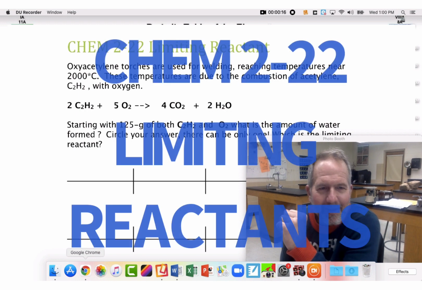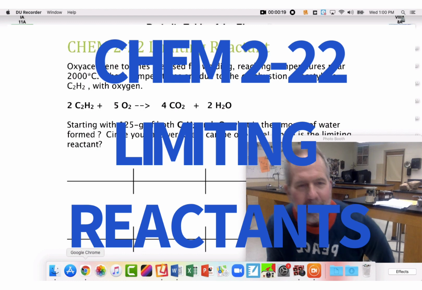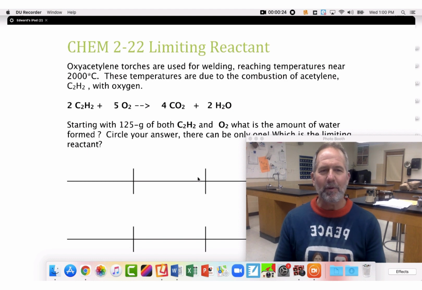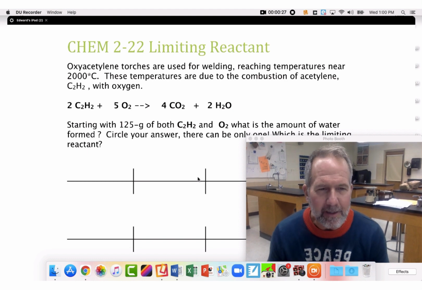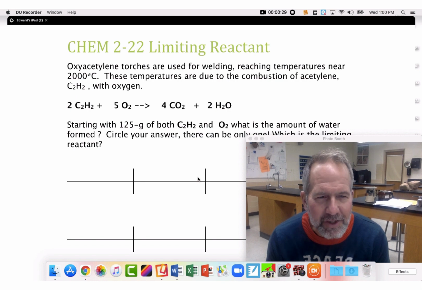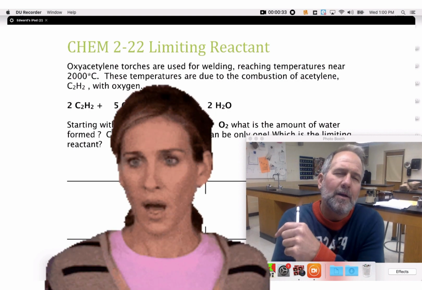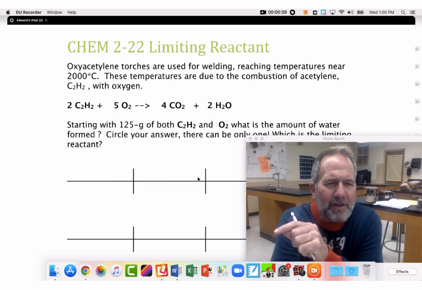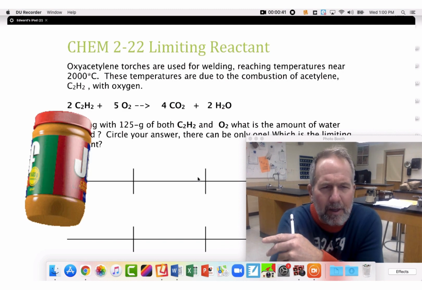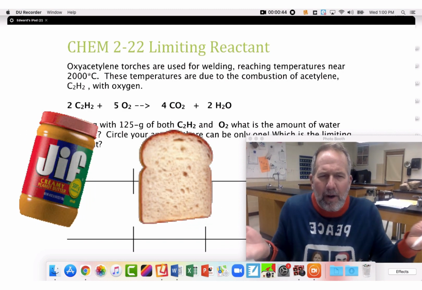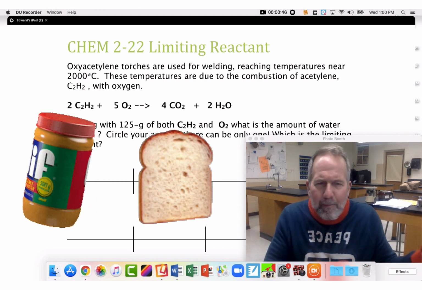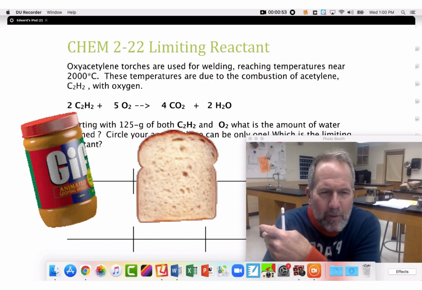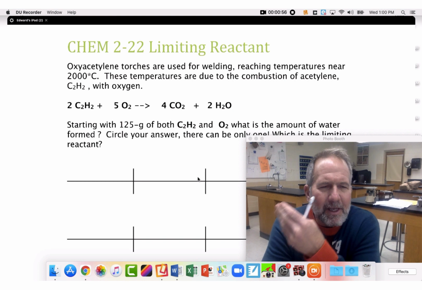Arnold. Hey, let's get right down to it. What we got going here today is what we call the limiting reactant. And what's the limiting reactant? It is the reactant that limits the reaction. What? Well, if you have an ingredient that runs out, say you're making peanut butter sandwiches, right? If you run out of bread, you cannot make any more peanut butter sandwiches, even if you have all the peanut butter in the world. The bread limits the amount of sandwiches.